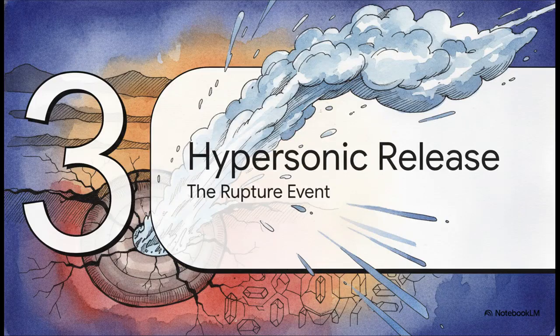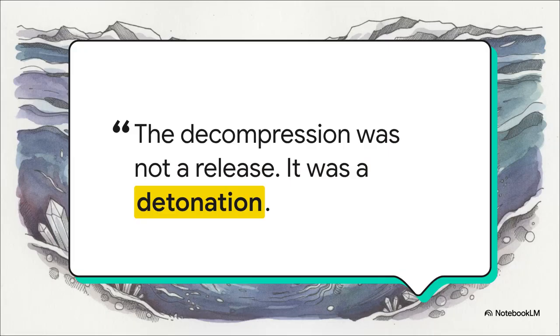Which brings us to Section 3, the hypersonic mineral release, the rupture event. This is the breaking point. The author of the UTGH, Darrell Waters, describes the catastrophic violence of this moment perfectly. He writes, "The decompression was not a release, it was a detonation. This wasn't a slow leak or some geyser bubbling up. It was a planetary-scale phase explosion occurring simultaneously along tens of thousands of miles of a global fissure."